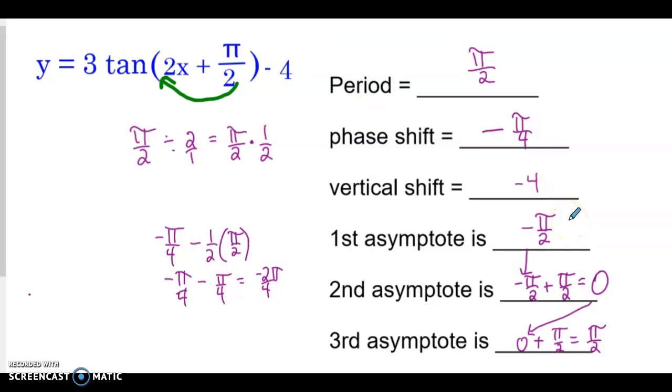So your first asymptote is your phase shift, negative pi over 4, minus half of the period. This is going to give you negative 2 pi over 4. You reduce it. There you go. You then take the first asymptote, bring it down to the second, add on a full period. There's your second asymptote. Take that answer to start with, add on a full period. There's your third asymptote. These three asymptotes are your guidelines to help you draw your graph.